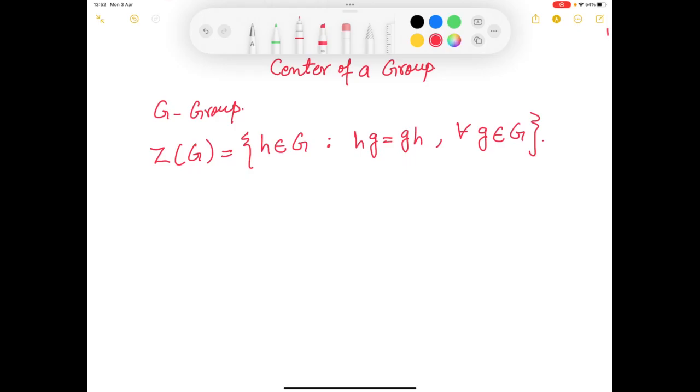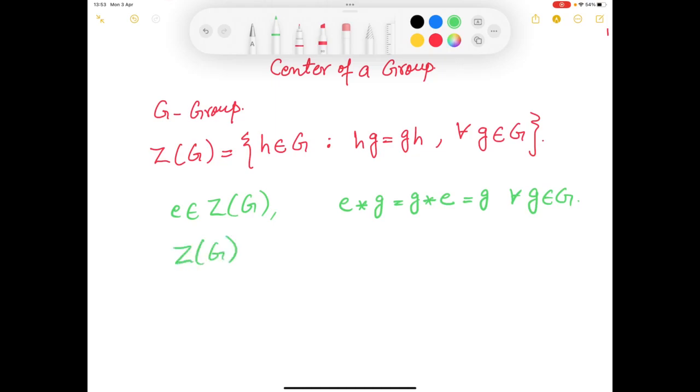So we will prove that the center of a group is a normal subgroup. First we see that the identity is in the center of the group, because e times g is the same as g times e, which is the same as g for all g in G. So which shows that Z(G) is non-empty.